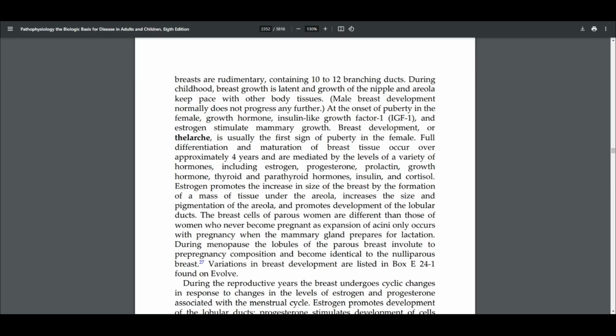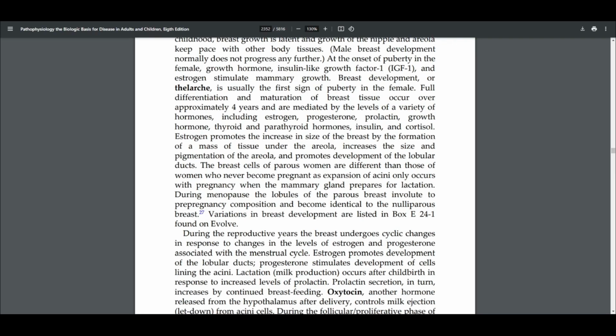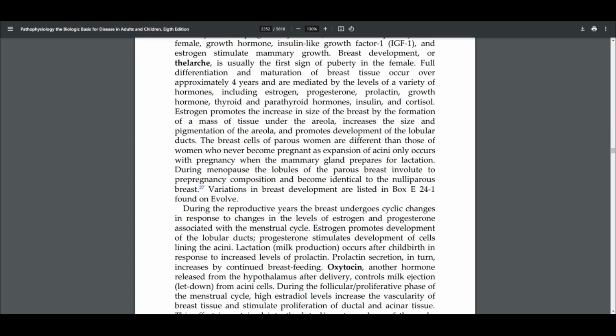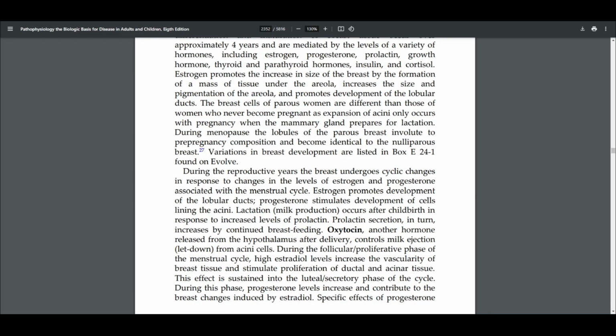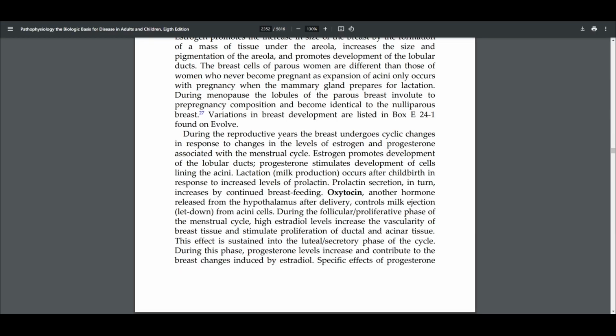The breast cells of parous women are different than those of women who have never become pregnant, as expansion of acini only occurs with pregnancy, when the mammary gland prepares for lactation. During menopause, the lobules of the parous breast involute to pre-pregnancy composition and become identical to the nulliparous breast. Variations in breast development are listed in Box E24-1, found on Evolve.